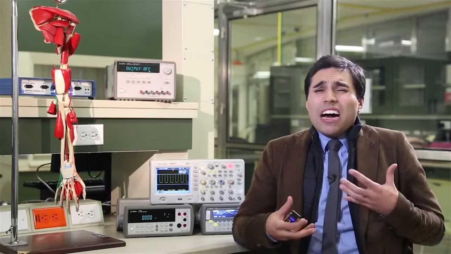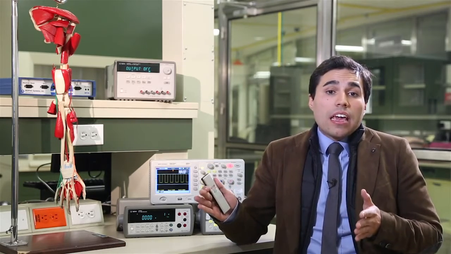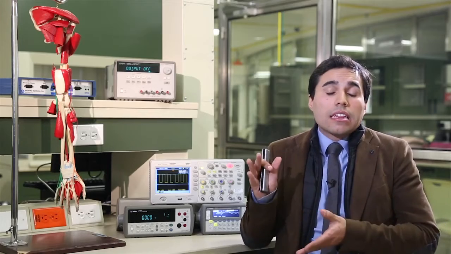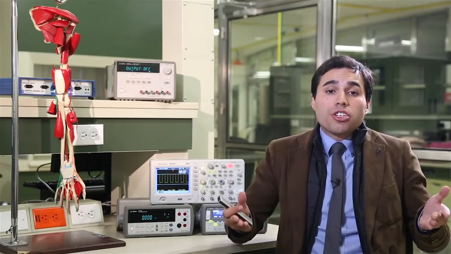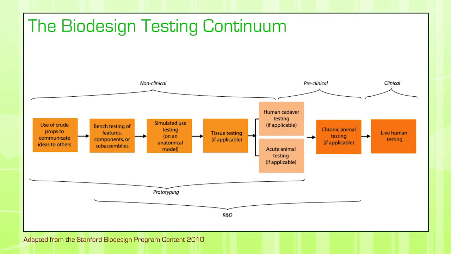So what is the Biodesign testing continuum? The Biodesign testing continuum, as you have seen in this course, includes a non-clinical need assessment part. Also, it has a concept generation stage, a prototyping stage, an R&D stage, a preclinical stage, which is all the testing done in vitro or on the bench and in animals, and of course the clinical part. And at the end of that continuum, there is going to be the implementation of the business models and the creation of value.